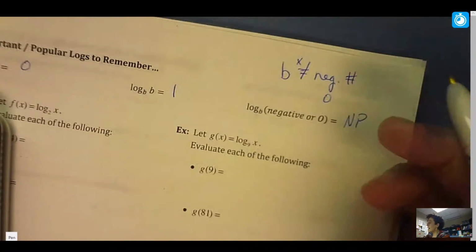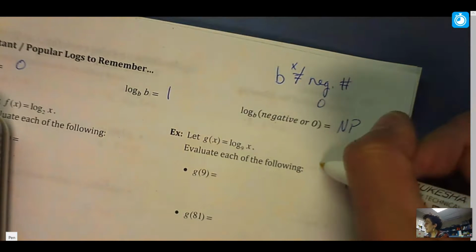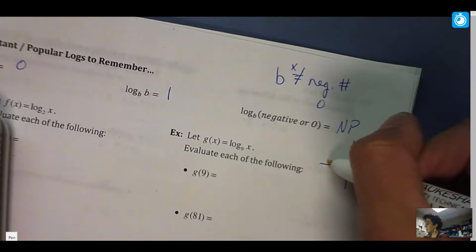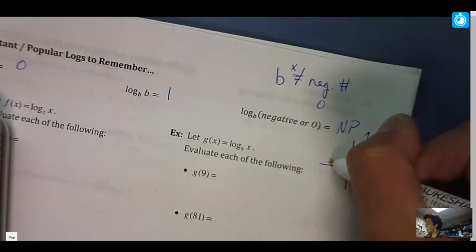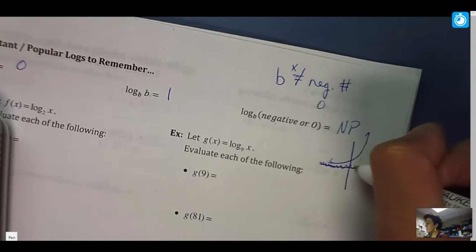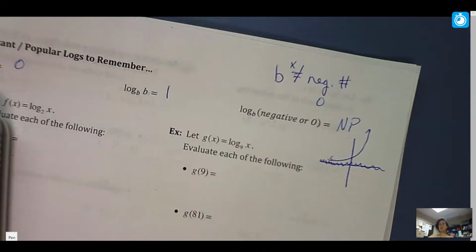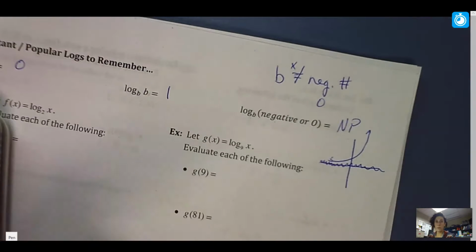And the reason why is, remember, when we graphed 2 to the x, it would look something like this, and we would have that wall that would never allow the y values to become 0 or to become a negative number. So that's why you can't take the log of 0 or a negative number, because in its exponent form, this would never work.